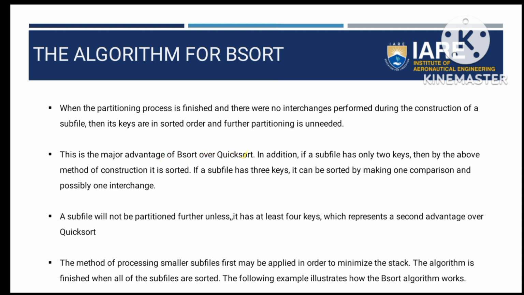over the quicksort. In addition, if a subfile has only two keys, then by the above construction it is sorted. If the subfile has three keys, it can be sorted by making one comparison and possibly one interchange. A subfile will not be partitioned further unless it has at least four keys, which represents a second advantage over the quicksort. The partition process on smaller subfiles first may be applied in order to minimize the stack. The algorithm is finished when all the subfiles are sorted. The following example shows how the B sort algorithm works.